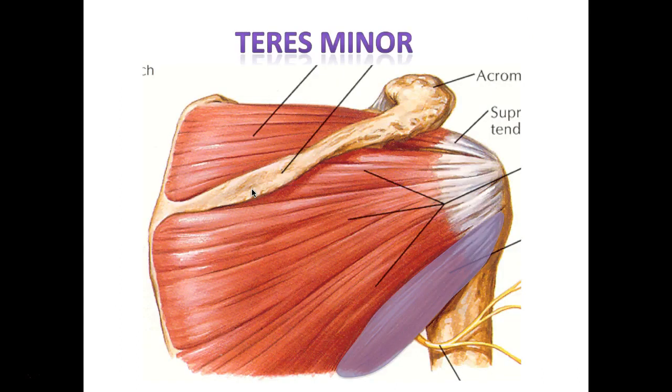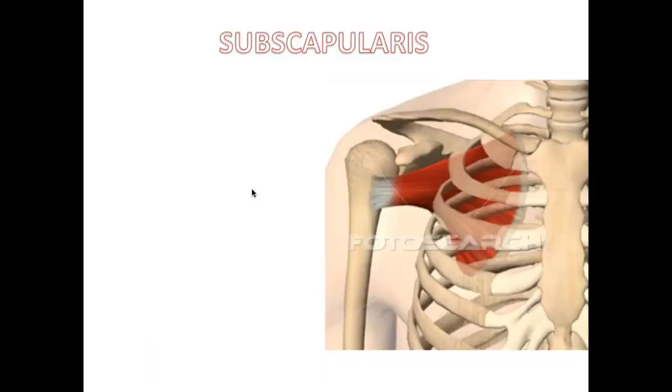So here's another view of our teres minor, and you could see it's really a small muscle inserting over to the greater tubercle as well.